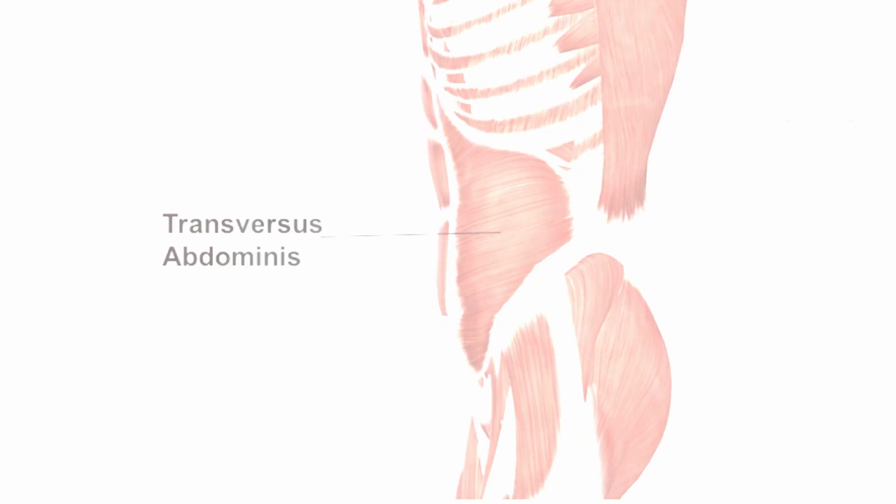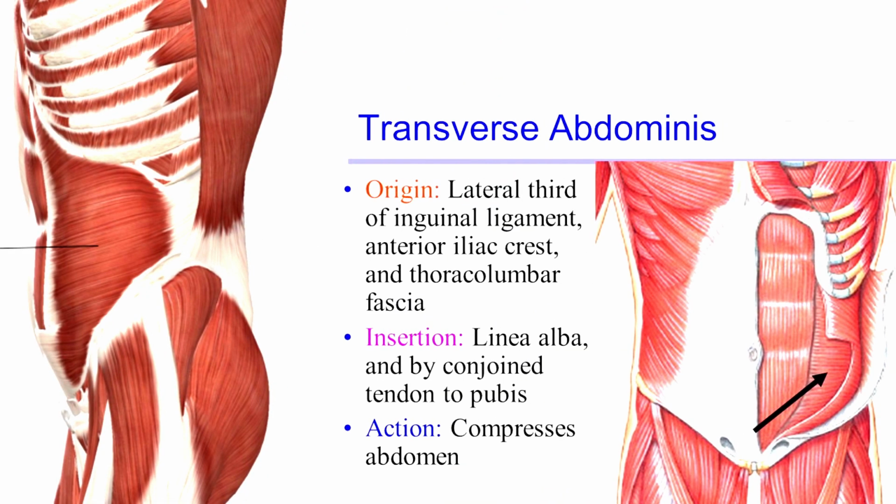Another one is the transverse abdominis, which arises from the inner surface of the lower 6 costal cartilages, the lumbar fascia, the anterior 2/3 of the iliac crest and the lateral 1/3 of the inguinal ligament. It runs across the abdomen horizontally to insert into the aponeurosis, extending to the linea alba. It is innervated by the lower 6 thoracic nerves and the first lumbar spinal nerve.